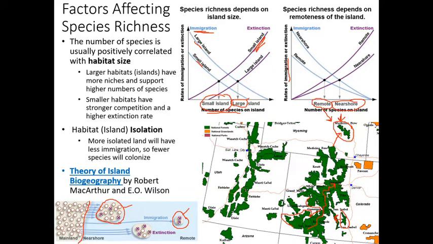Okay. Both habitat size and habitat isolation are factors that Robert MacArthur and E.O. Wilson studied extensively to develop the theory of island biogeography. So again, this theory is explaining the relationships that are shown to you up in the right corner. Bigger habitats support more organisms and more different species of organisms, and less isolated habitats support more species as well.